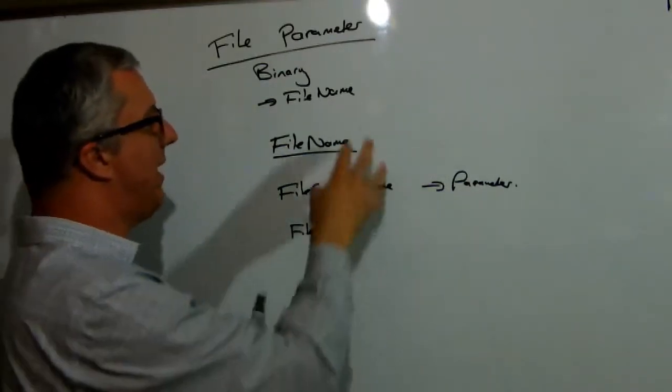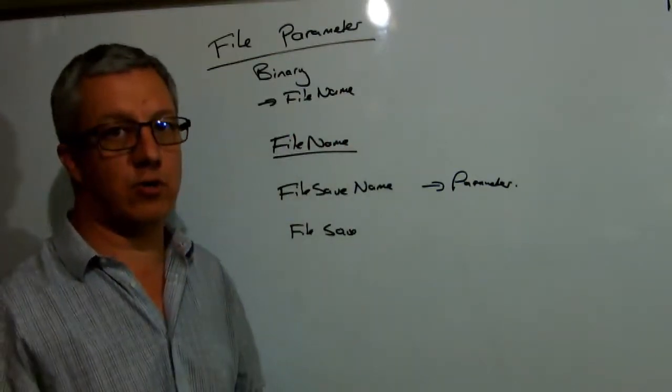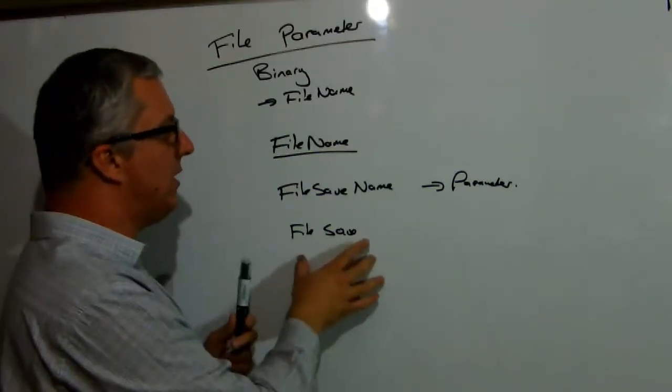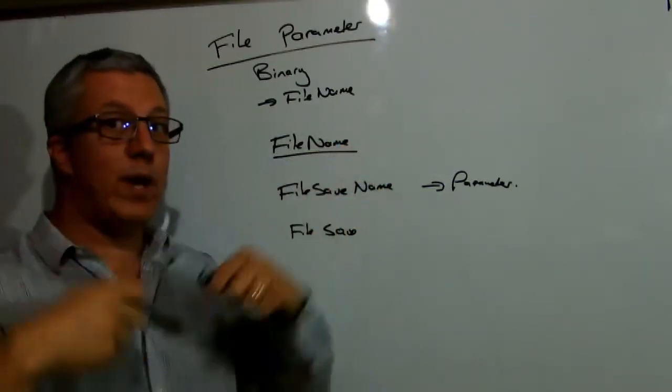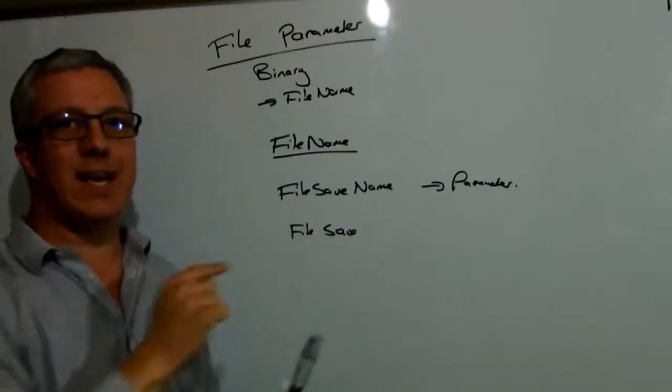The second part is now I need to take this binary file and save it somewhere on my server hard drive. Now that's where file save comes in. First thing it needs obviously is my file parameter. Where do I get this binary data that I'm going to put in? The second part is saving the file.